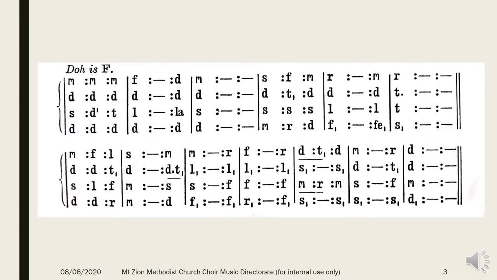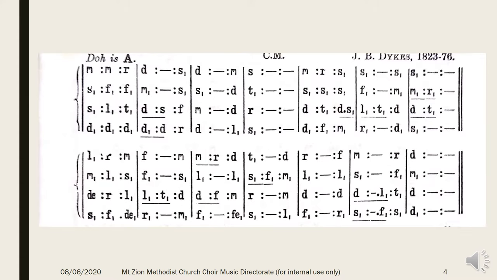Let's look at the second example. Again, this is also 3-4 because you have three counts in a bar. 1, 2, 3, 1, 2, 3, until the end of the piece. Alright, so we'll try and sing together as we count 1, 2, 3 with the aid of the metronome.